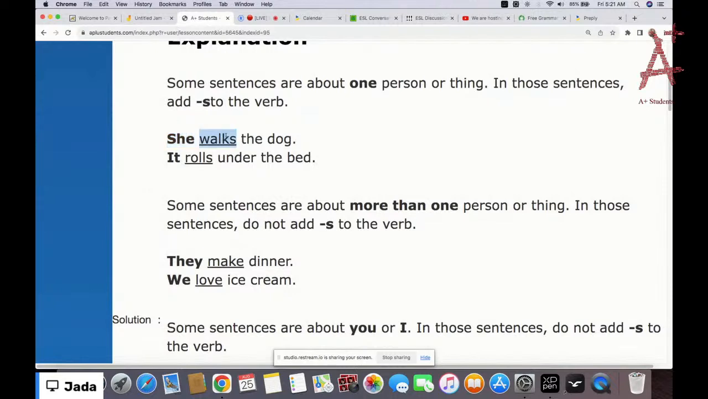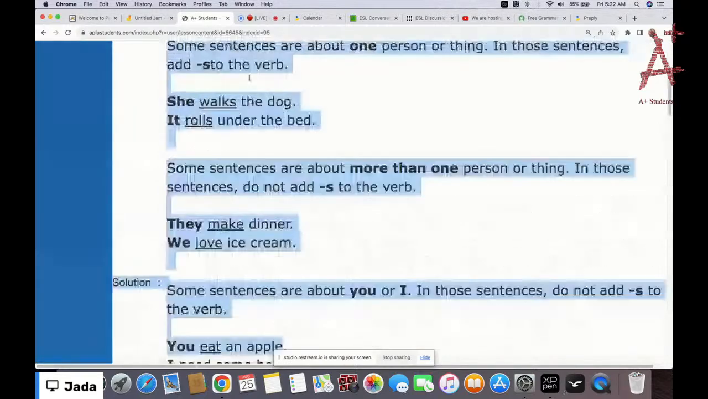So once you see that the verb has an s to it, you know that the subject will be she, it, or he. Yes, singular. Then some sentences are about more than one person or thing. In those sentences, do not add s to the verb. So when you see a sentence where you do not add s to the verb, you know that it is plural. Okay, so once it's plural, you do not add s to the verb.